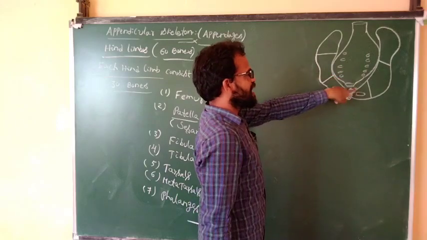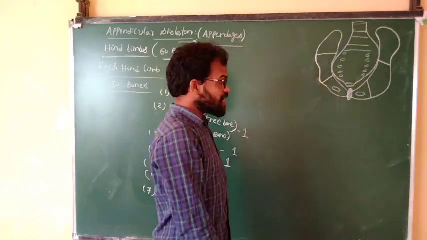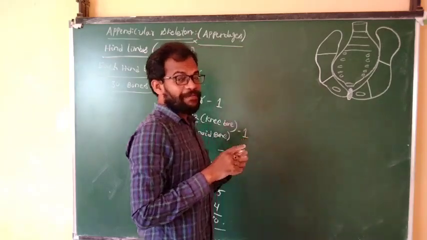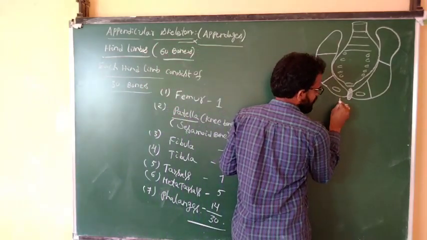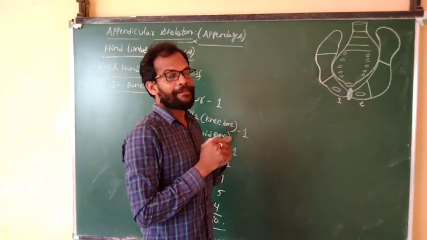Sacrum, it is known as a coccyx. See here, if you observe the pelvic girdles, how many pelvic hip bones? One is present on the right side, one is present on the left side. How many hip bones are in the pelvic girdles? Two.